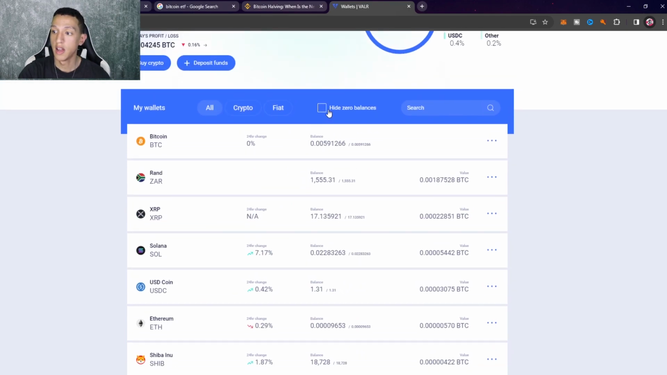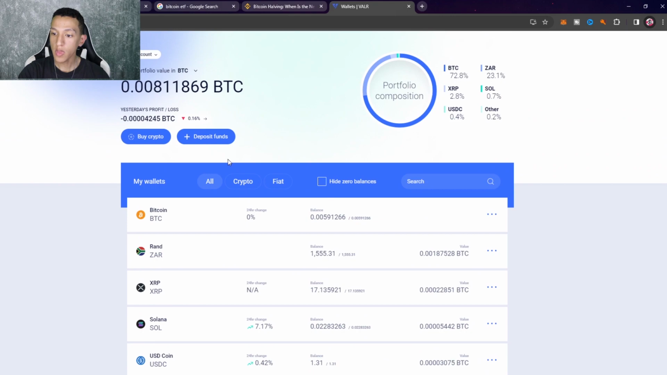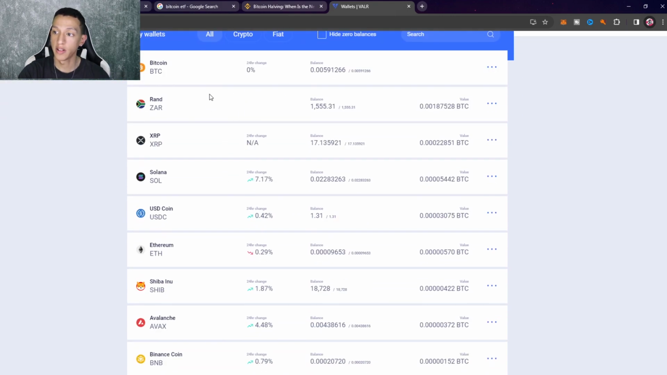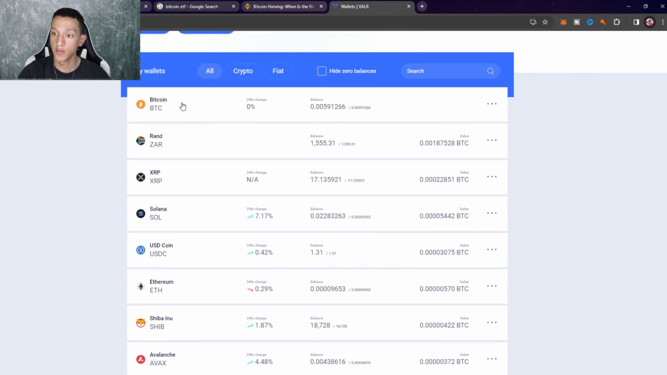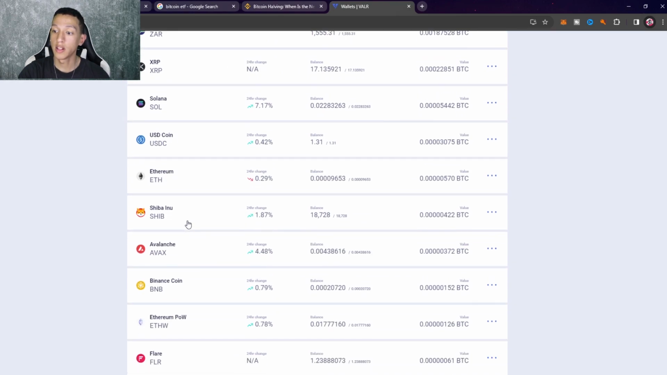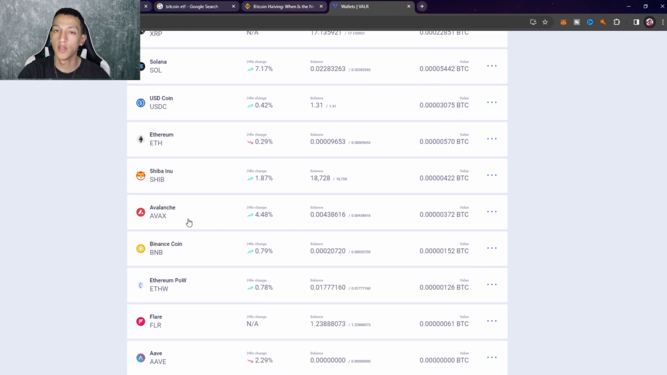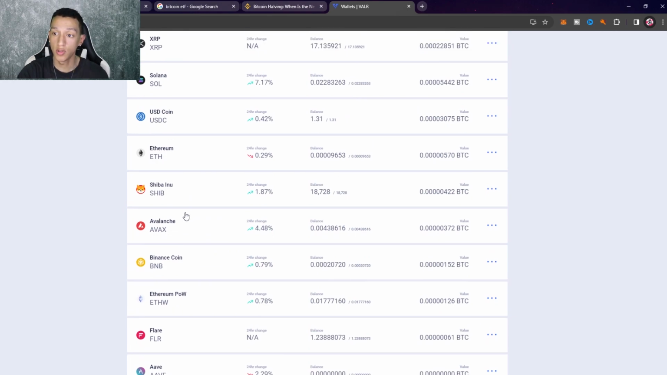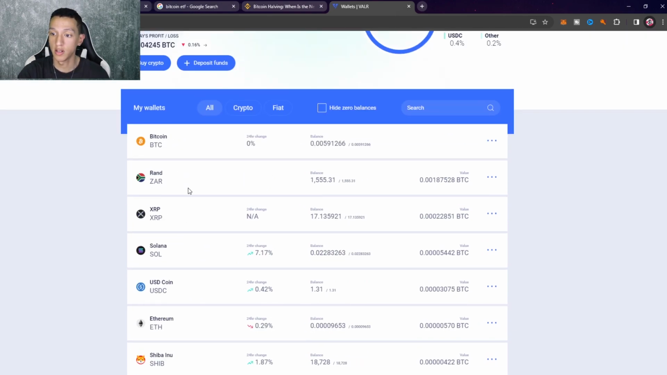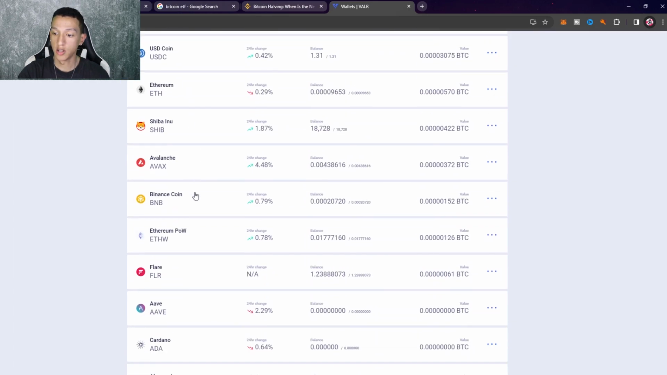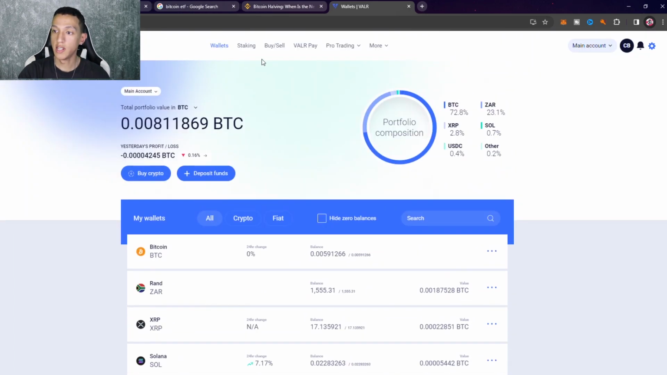You can hide zero balances here, and then you can search on this side. So you just click on hide and click that. This is basically all the cryptocurrencies on the home screen. You can see Bitcoin is first, XRP second, then USD. So this is all the currencies I have on this account. It will be sorted by the amount you have the most of. As you can see, BTC is the most, ZAR is the second, XRP is the third, and so on and so on. Next we can see staking.